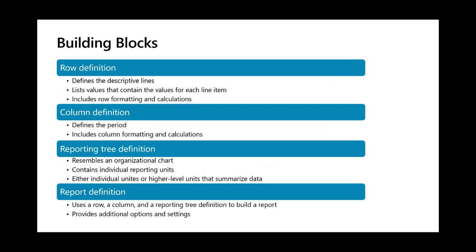So if we have a row and a column and a reporting tree, we can take all of them and combine them in a report definition, which is at the end the report we would like to generate. Basically every row, every column, and every tree definition can be used multiple times, so that you do not have to have thousands of different column definitions. You maybe have 10, 12, and then you can leverage them for the reports you need to generate.